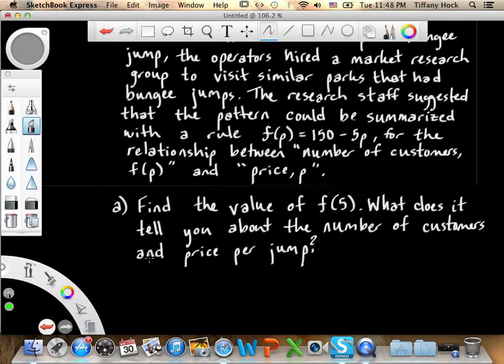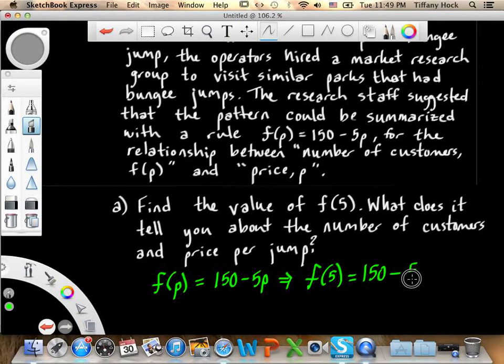So once again, I'm going to write the equation down here. So I'm going to write this equation that we were given. F of p equals 150 minus 5p. Okay, and it says f of 5. So since the 5 is replacing where the p goes in our equation, we're just going to sort of transform this equation to represent when p is 5. So I'm still going to write it just like I did before. So 150 minus 5, but instead of p, I want to put in 5.